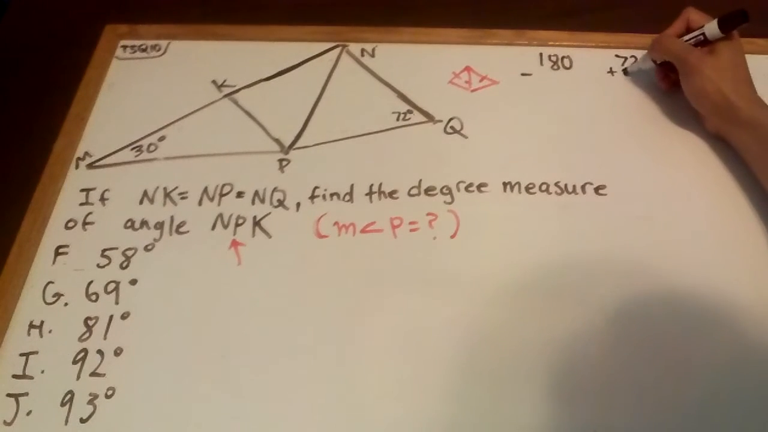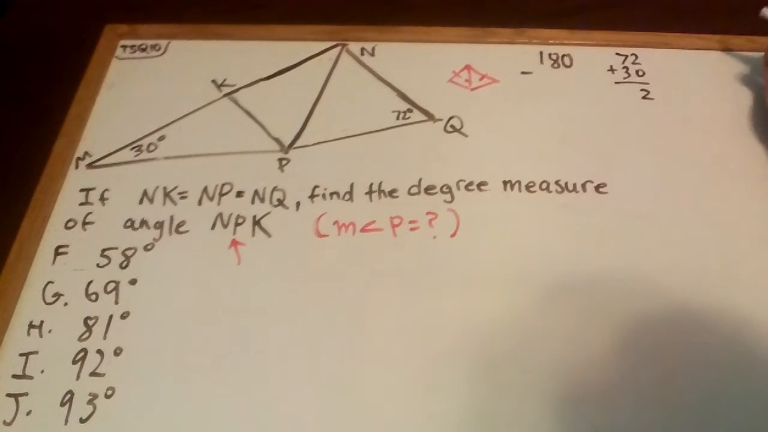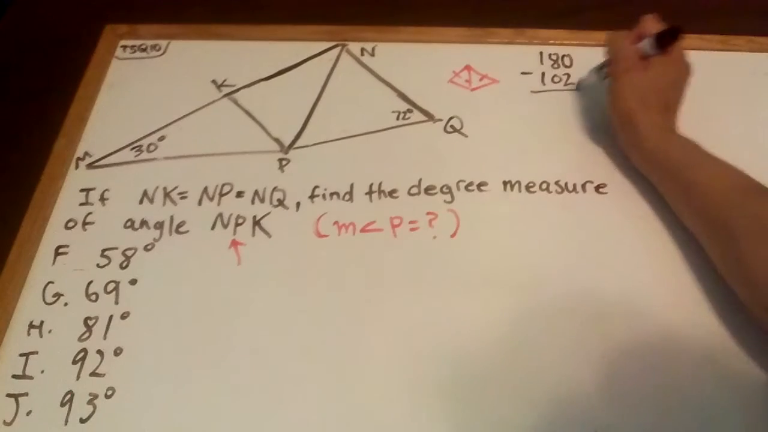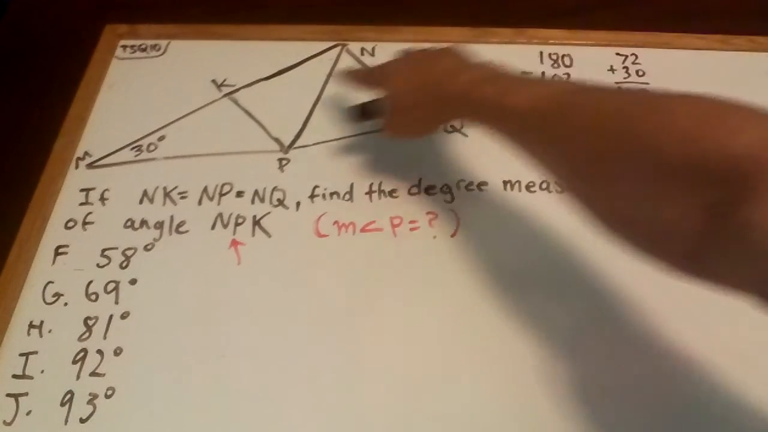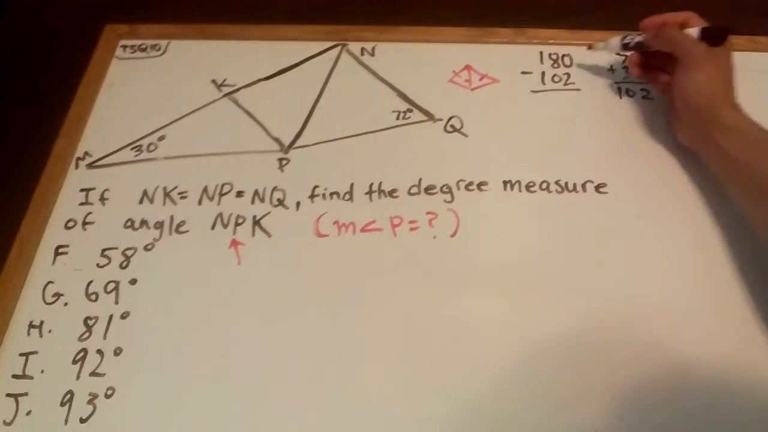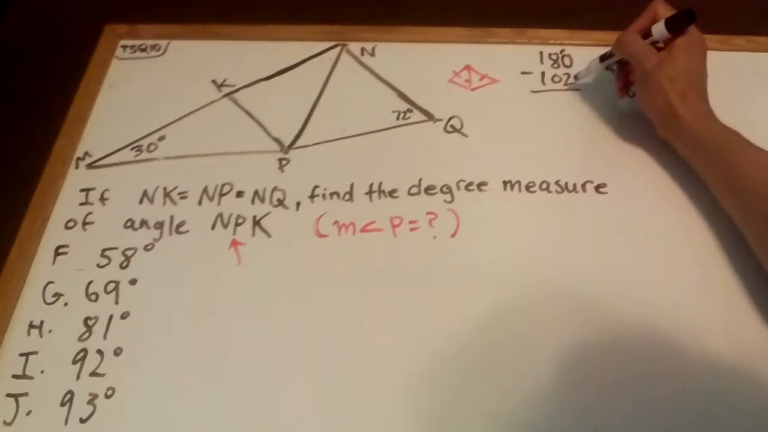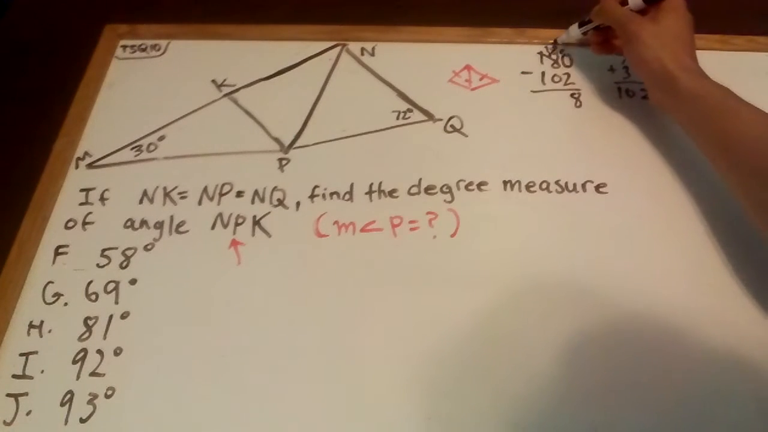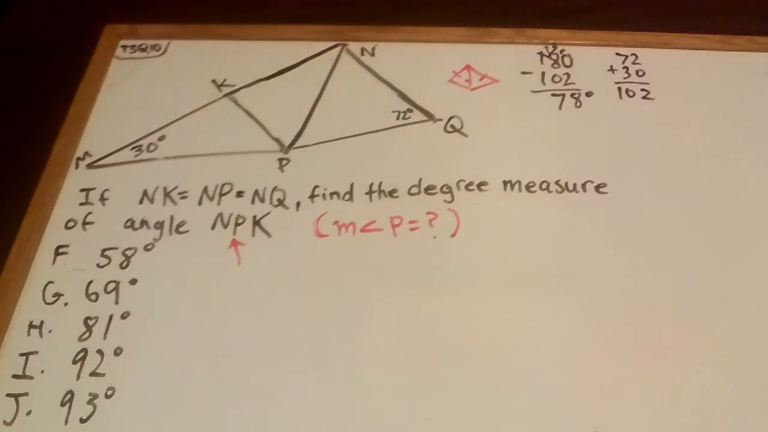72 plus 30. 2 plus nothing is 2. 7 plus 3 is 10. So, we do this. 180 is always the measure of the sum of the interior angles inside of a triangle. So 180 minus 102. We do 10 minus 2 is 8. We borrowed from this, so it becomes 17. And 17 take away 10 is 7. 78 degrees.